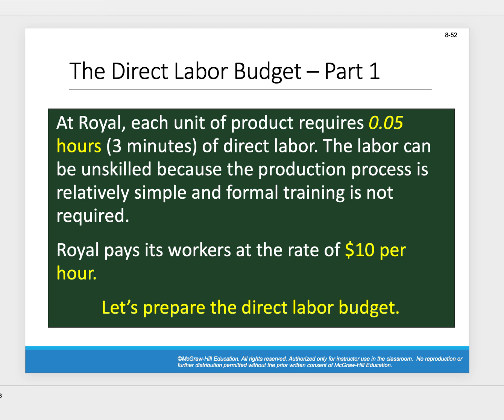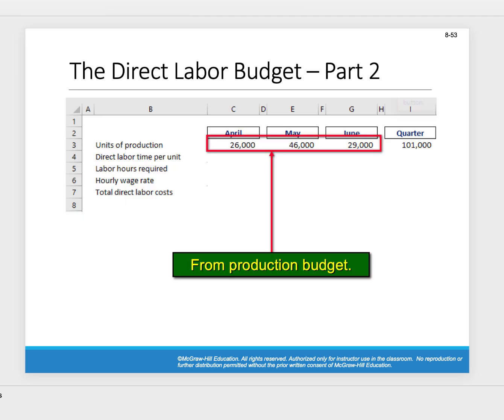So we're paying our unskilled workers $10 an hour. We know how many units we need to produce each month. We know how long it takes us to produce each unit, and we know how much we pay them per hour. We can make the direct labor budget. So notice here, where are we starting out at? We're starting off with the units of production. We got that from the production budget.